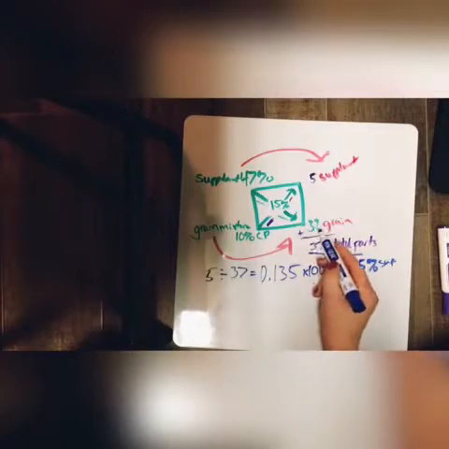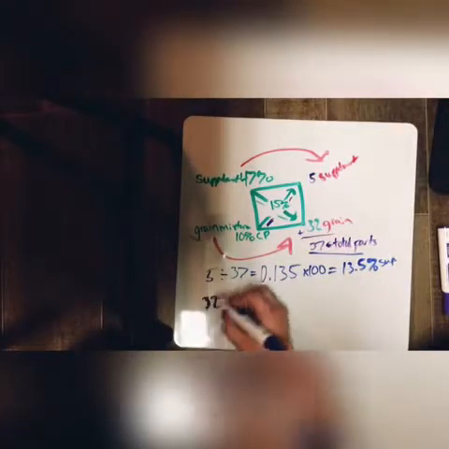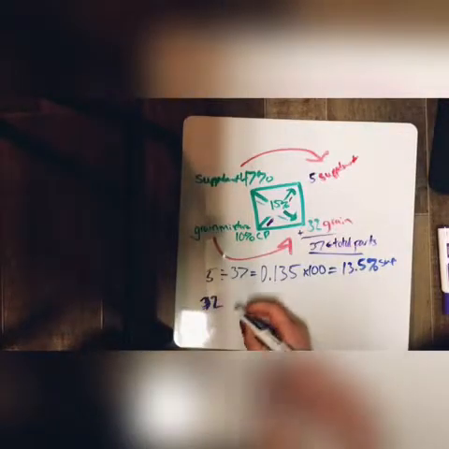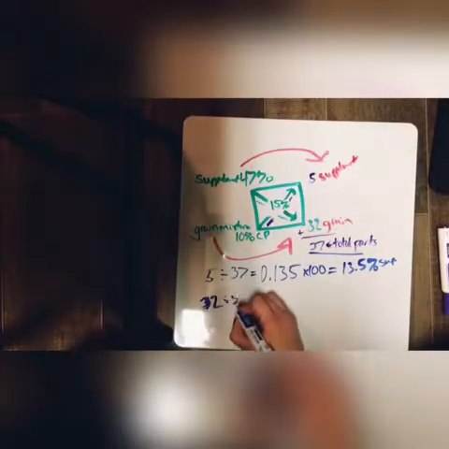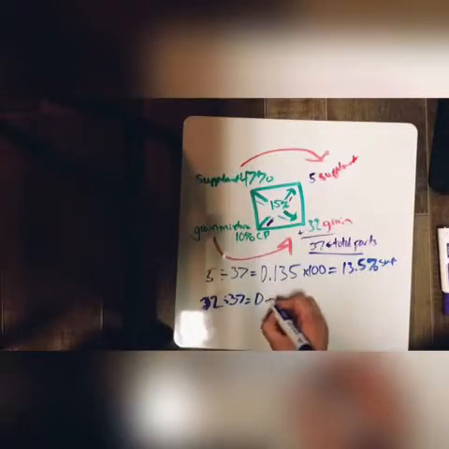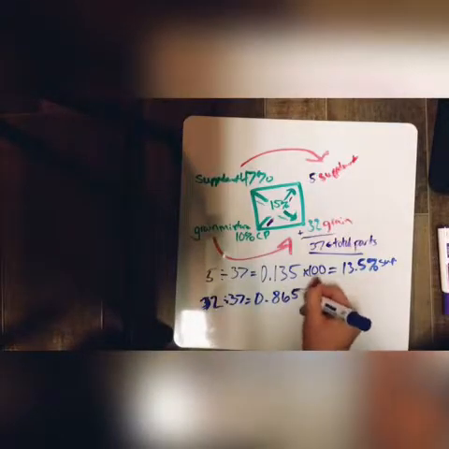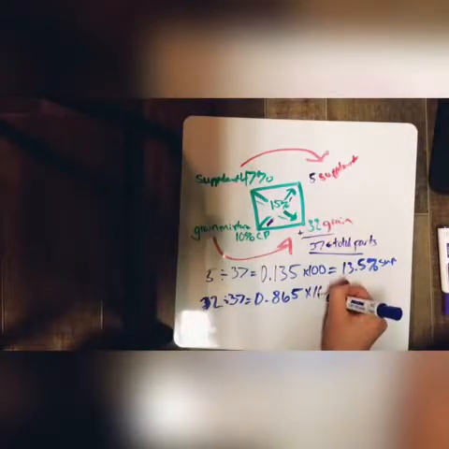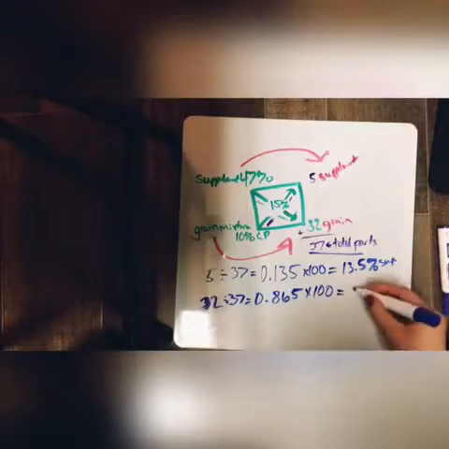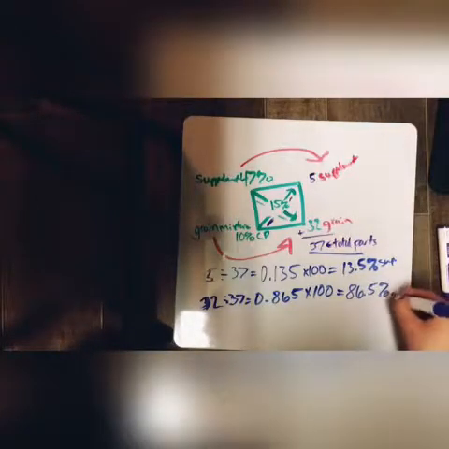Then we take 32 for our grain, divided by 37, which gets us 0.8645. Take that times 100 to get our percentage of 86.5% grain.